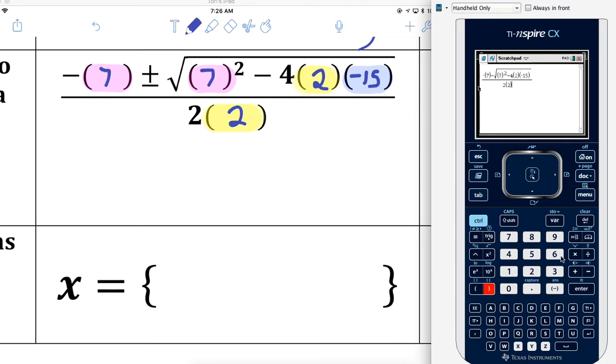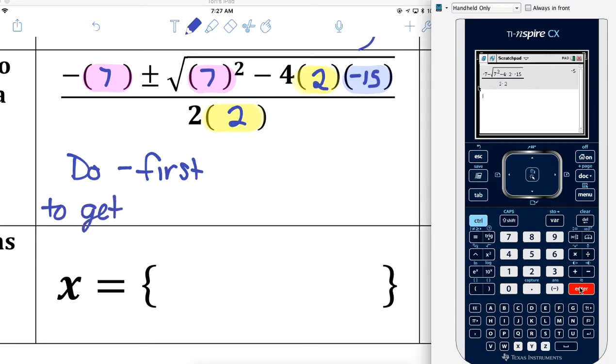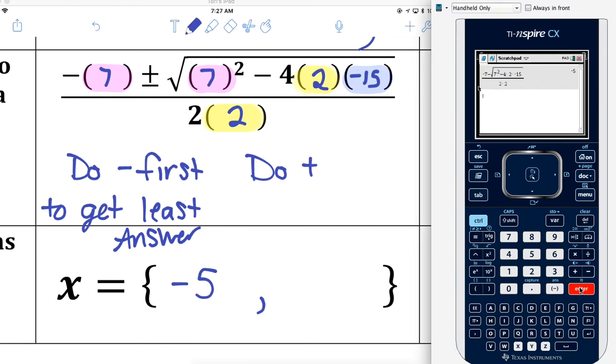When you have this whole thing built and you press enter, it's going to let you give one full answer. So here's what I'm going to say first. Do minus first to get the least answer. Okay, so when I did that problem, my least answer was a negative 5. So now I'm going to do the plus second to get the greatest answer.